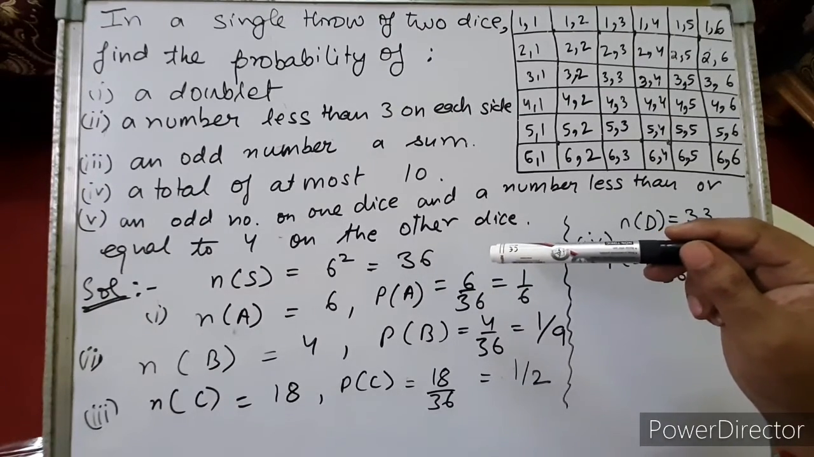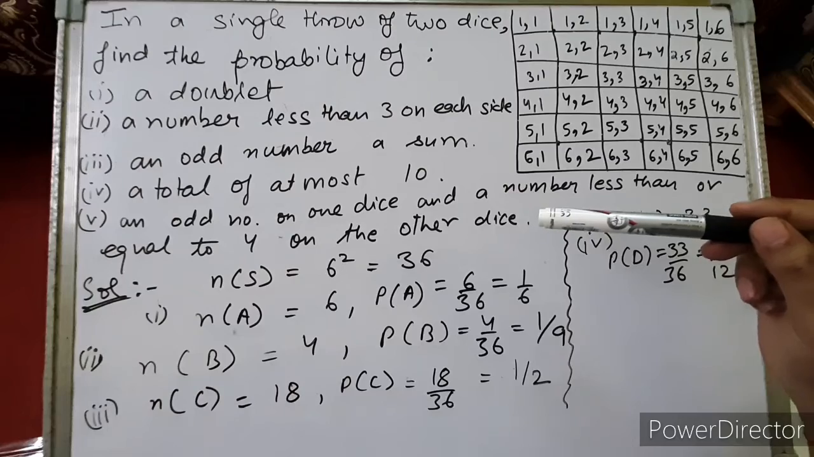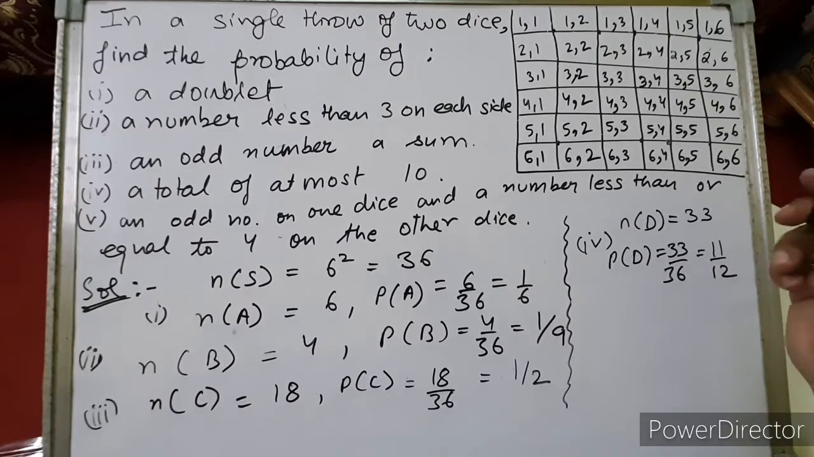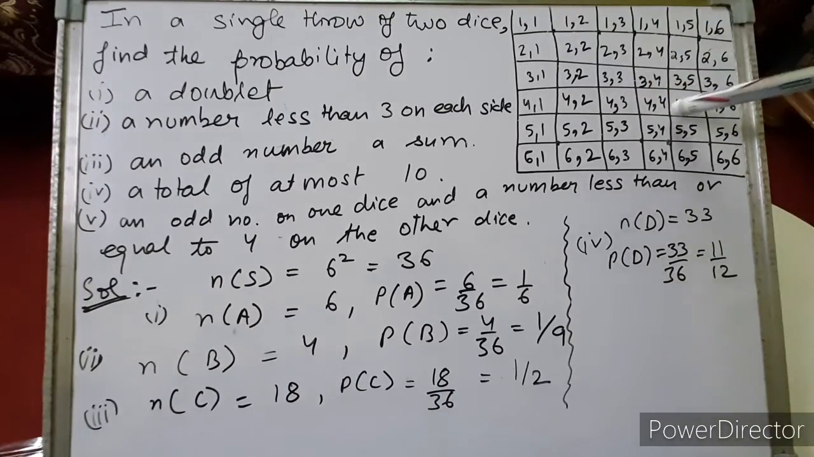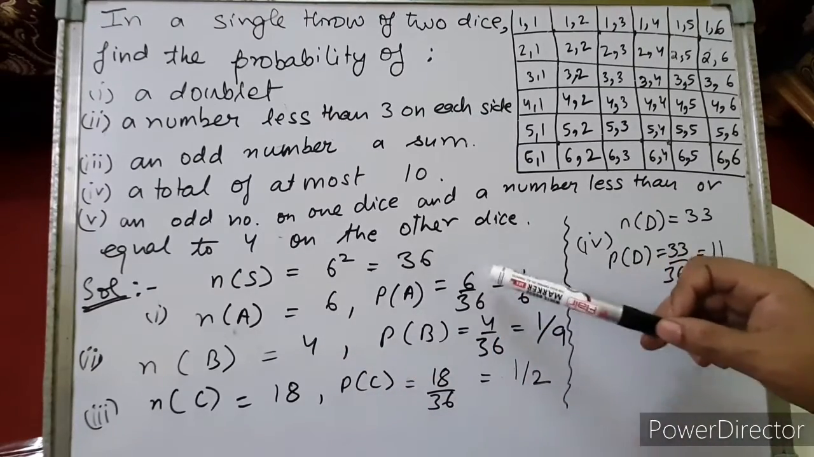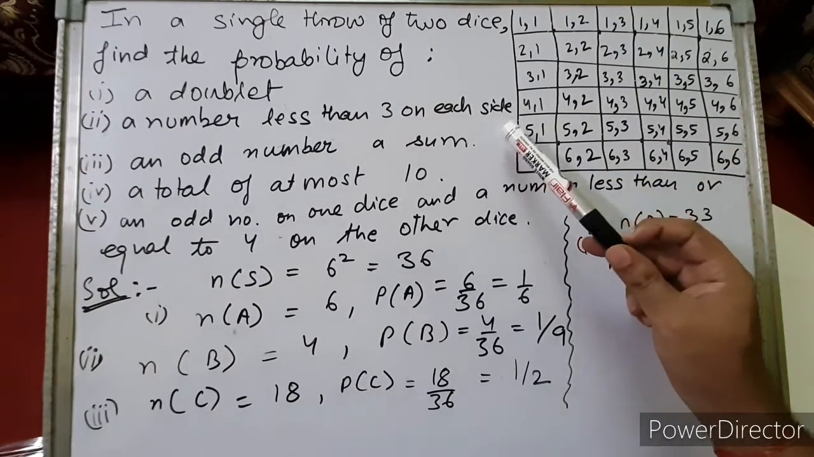Let's see the condition first. The first point says that a doublet will occur. What is a doublet? The same number occurs on both dice. A triplet is when all 3 dice show the same number. Doublets are 1 1, 2 2, 3 3, 4 4, and triplets are 1 1 1, 2 2 2, 3 3 3, 4 4 4, like that. Here they are asking for a doublet. So how many doublets can we see in the total outcomes? 6 doublets: 1 1, 2 2, 3 3, 4 4, 5 5 and 6 6. So for point 1, the number of favorable events of A will be 6. Sample space is 36, so 6 upon 36 will be 1 by 6. Let's see the second point: a number less than 3 on each dice.